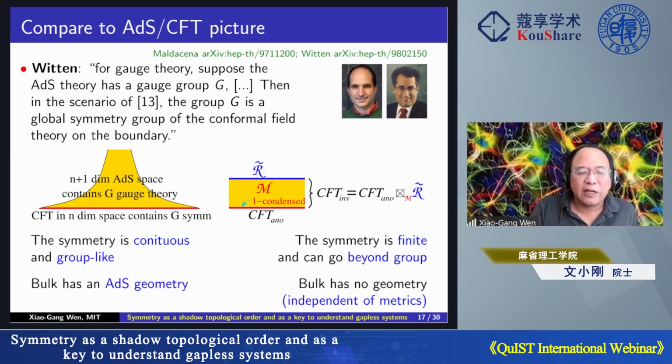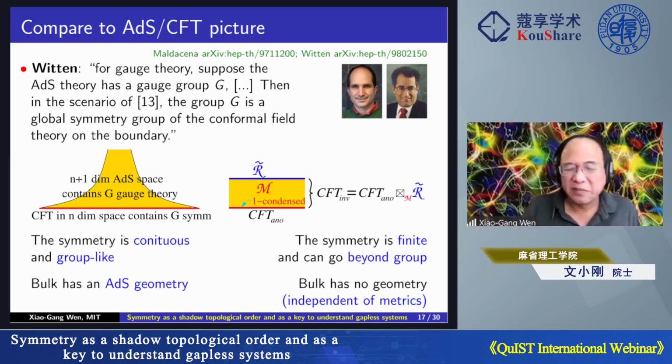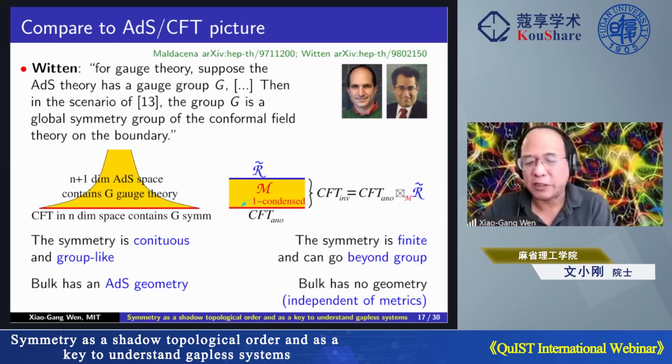Also, in the AdS/CFT picture for continuous groups, there is an AdS geometry, which is a very nice feature. But for us, we don't have a gapped excitation, so we don't have a geometry. Basically, our results are independent of the metric. Certainly you can add an AdS metric, that's fine, but our results do not depend on any metric, so it is kind of topological. On one hand, the picture is very similar. On the other hand, there is some sharp difference.